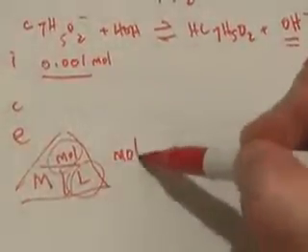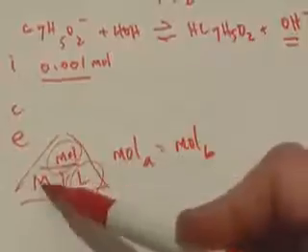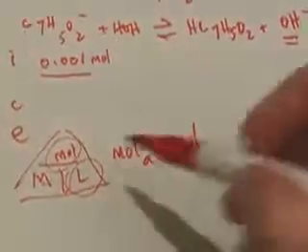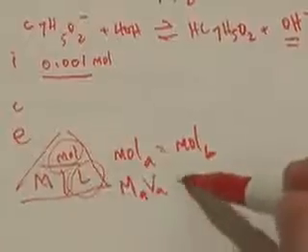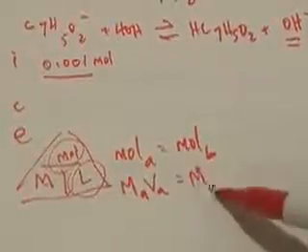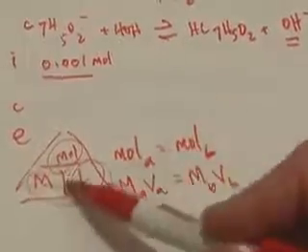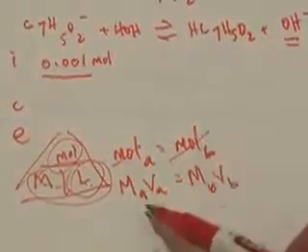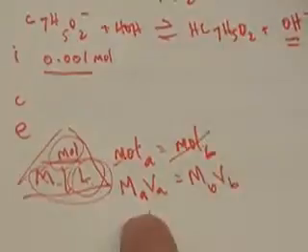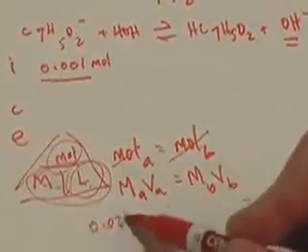Since the moles of acid are equal to the moles of base, and I know that moles are equal to molarity times liters, what I could say is that my molarity of my acid times my volume of my acid is equal to the molarity of my base times the volume of my base. Hey, see how I just substituted molarity times volume for the moles of acid and for the moles of base. Now I know that my molarity of my acid is 0.025.